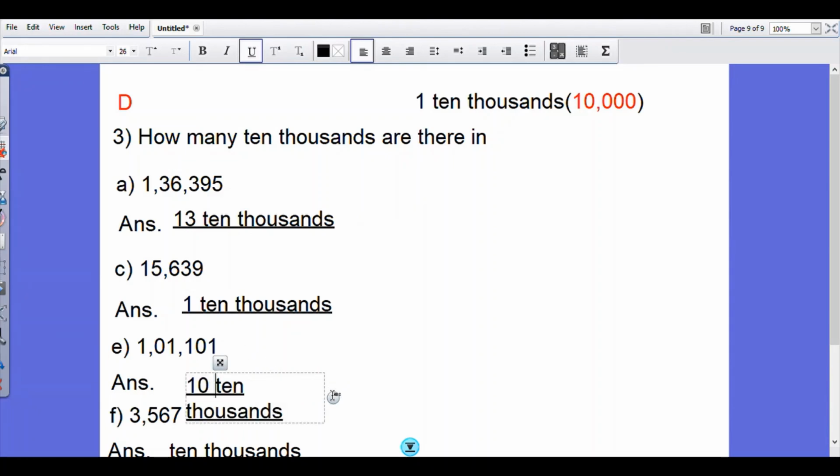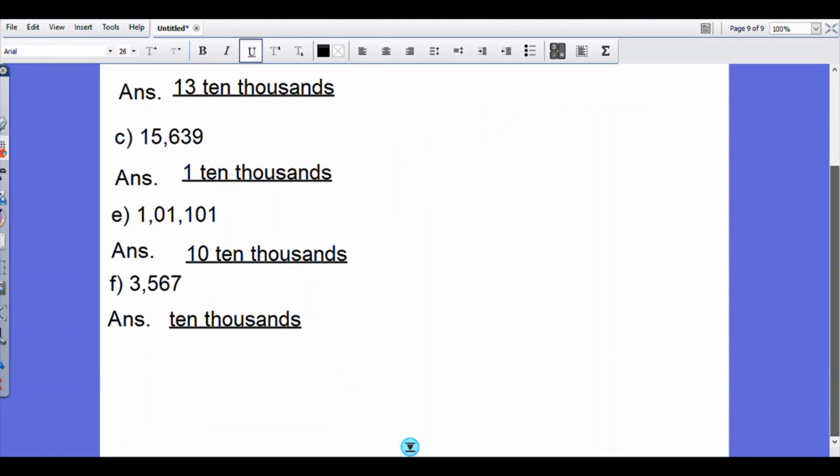Now see, this one is interesting. In this number, you know, in 10,000 there are 4 zeros. Count 1, 2, 3, 4. No number is remaining. So the answer is 0 ten-thousands. Okay, student. Understand? Hope you understand.